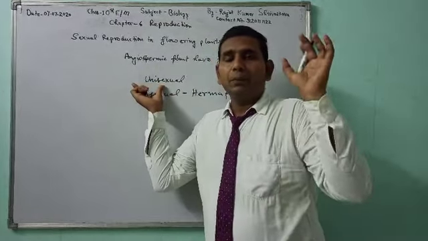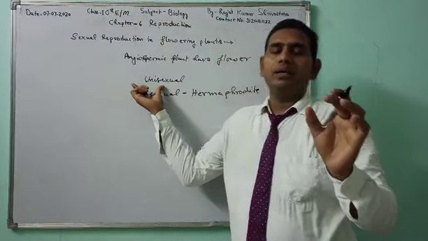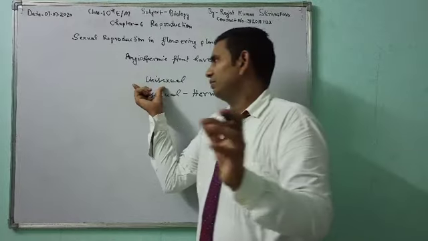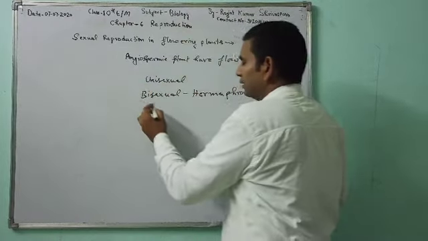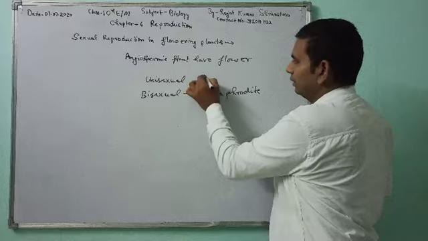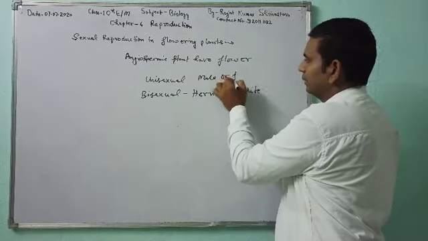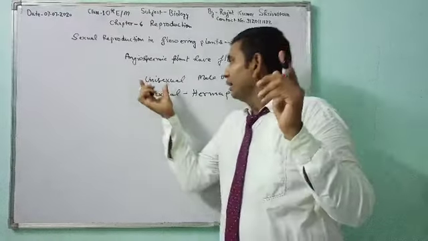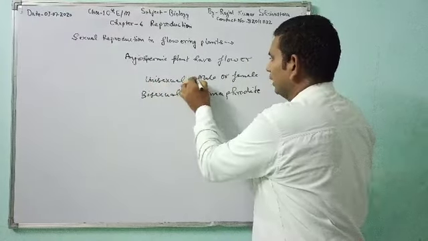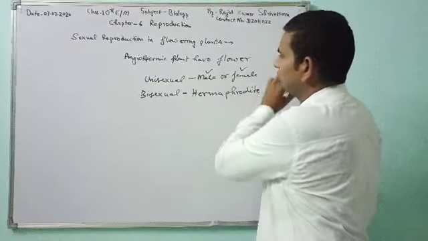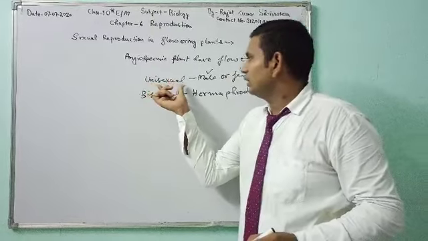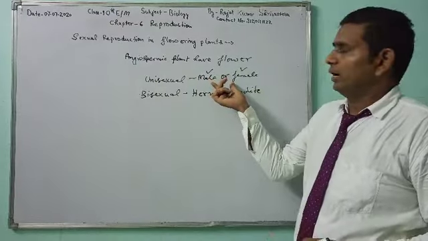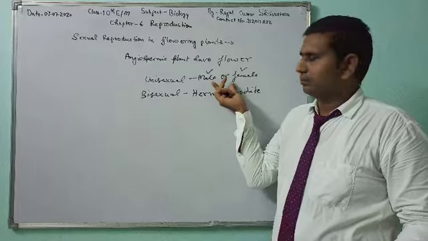Unisexual means the plant contains only a single type of flower, that is either male or female. जब किसी प्लांट में एक ही फ्लावर हो, या तो वो मेल फ्लावर हो या फिर वो फीमेल फ्लावर हो, that is called unisexual plant or unisexual flower.